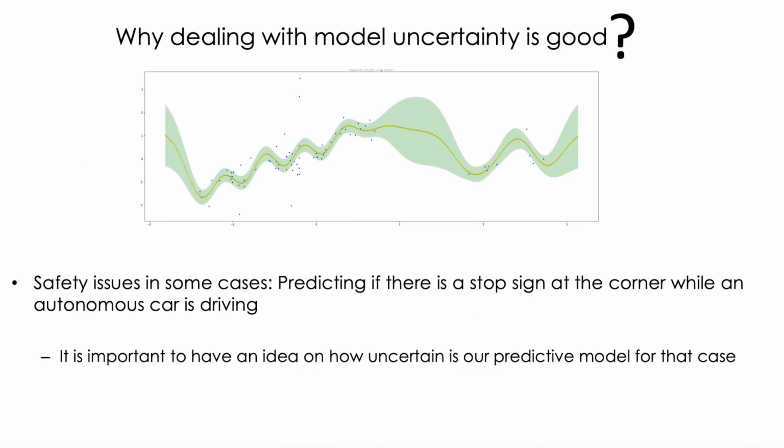So why is dealing with model uncertainties a good thing? In some cases, we have safety issues. Imagine that we have a model that needs to predict if there is a stop signal at the corner or not for a self-driving car, right? If we blindly believe what the model is saying, we wouldn't care if the model is telling us there's no stop signal with uncertainty 0.9 versus uncertainty 0.1, right? Of course, if the model is telling us, I believe that there's no stop signal, but I'm very uncertain here, we would better decide not to listen to the model and maybe make the stop anyway or ask a second model.